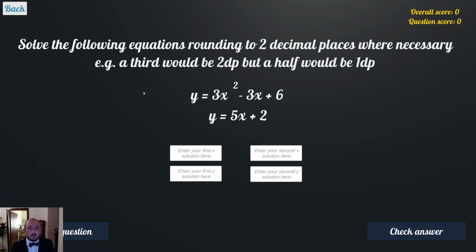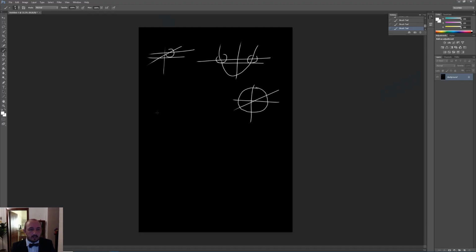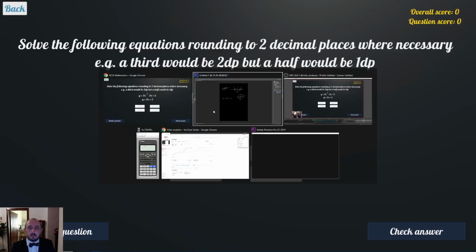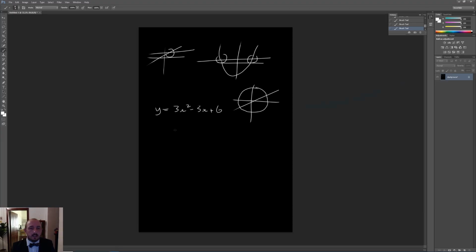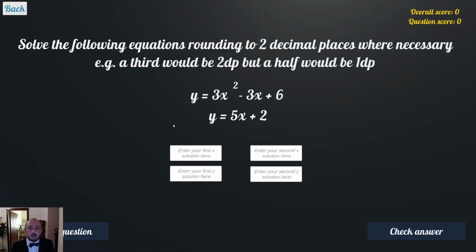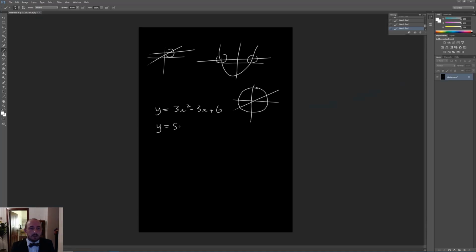So we have a quadratic here with the x squared and the line with just the x term there. So we have y equals 3x squared minus 3x plus 6 and y equals 5x plus 2. If you can imagine these two equations, we'd have a quadratic here and a straight line going through it.